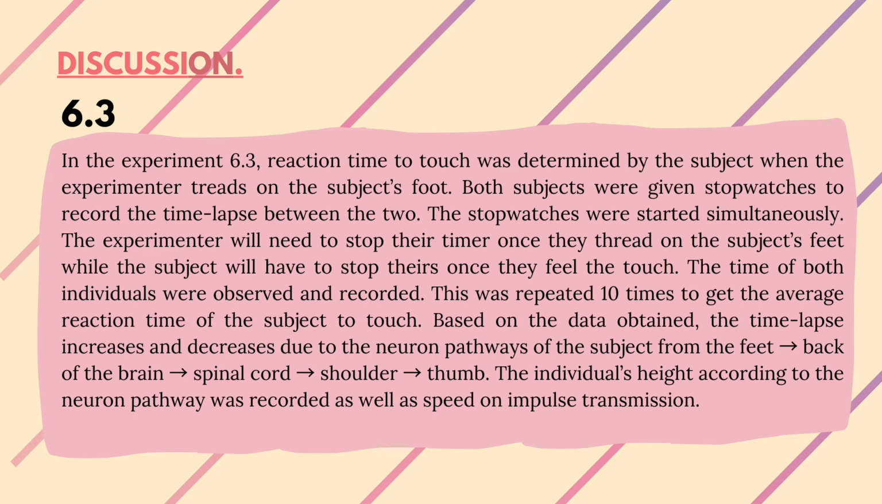This was repeated 10 times to get the average reaction time of the subject to touch. Based on the data obtained, the time lapse increased and decreased due to the neuron pathway of the subject from the feet, back of the brain, spinal cord, shoulder, thumb. The individual's height according to the neuron pathway was recorded as well as speed of impulse transmission.